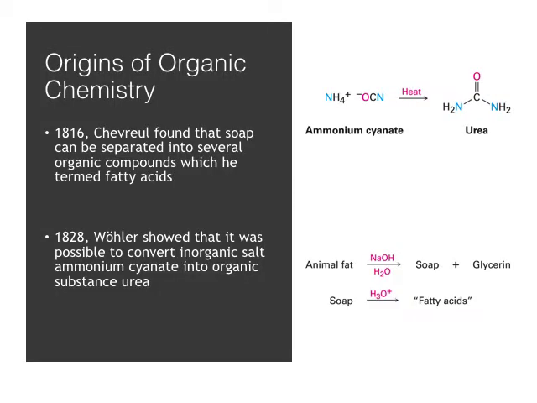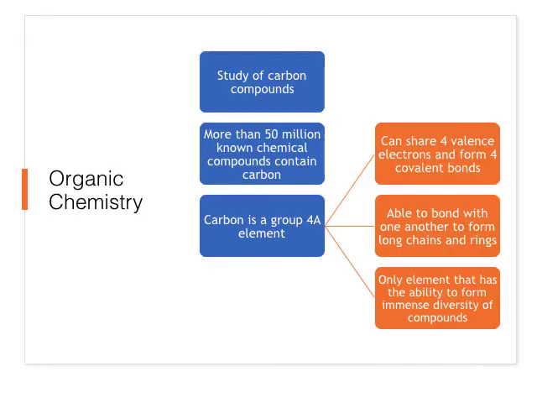By 1816, Chevreul found that soap can be separated into several organic compounds which he termed fatty acids. By 1828, Wohler showed that it was possible to convert an inorganic salt, ammonium cyanate, into an organic substance, urea. Therefore, organic chemistry has evolved. This now pertains to the study of carbon compounds, which comprise more than 50 million known chemical compounds.